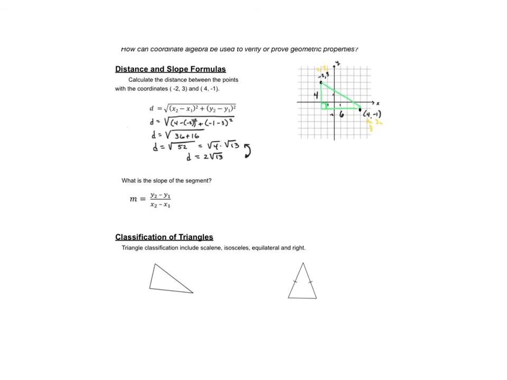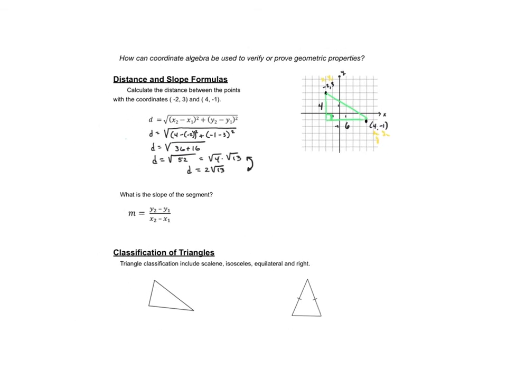Let's see here, the slope formula. Looking at the graph, it looks like we go down 4 and right 6. So the slope looks to be -4 over 6, which is going to simplify to -2 over 3. That's looking at it and being able to come up with that information.